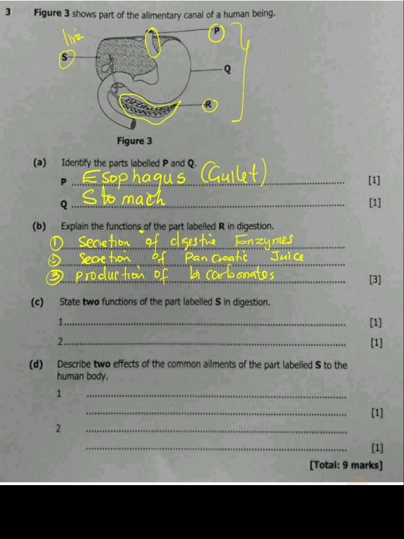Number 1, the liver secretes bile. So there is secretion of bile. Bile is a digestive juice, which is quite important. It contains substances like bicarbonate, the bile pigment, which is responsible for the color of your feces. It also contains lipase, an enzyme which is important in the emulsification of fats.